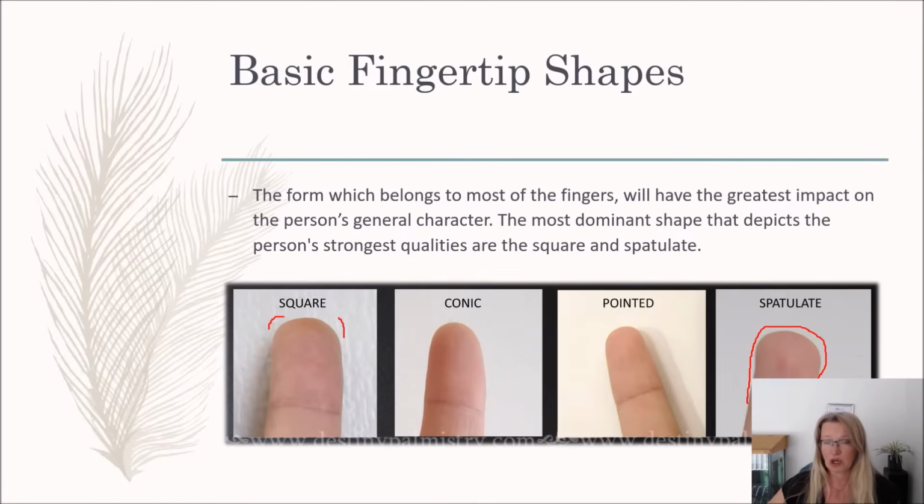So the form that belongs to most of the fingers will have the greatest impact on the general character. The most dominant shape that depicts a person's strongest qualities is the square shape and the spatulate shape. So for instance, on the middle finger with a spatulate, that would show the person has talent in that particular area, which we'll talk about later.